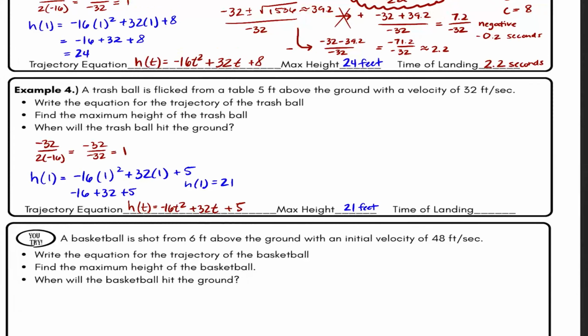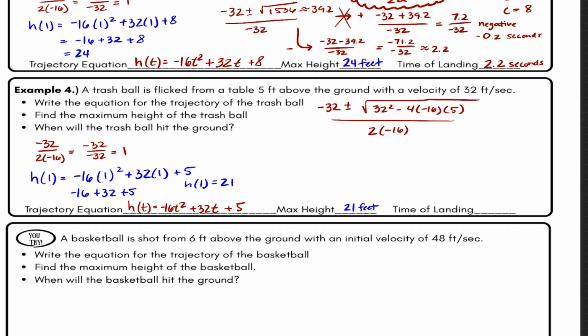Great. So we have way more room this time because we didn't have to write all those formulas. So here we go. We're going to just plug straight into the quadratic formula. We got negative b, so negative 32, plus or minus the square root of 32 squared minus 4 times a, which is negative 16, times c, which is 5. All divided by negative 2 times negative 16. It's going to skip a step there.